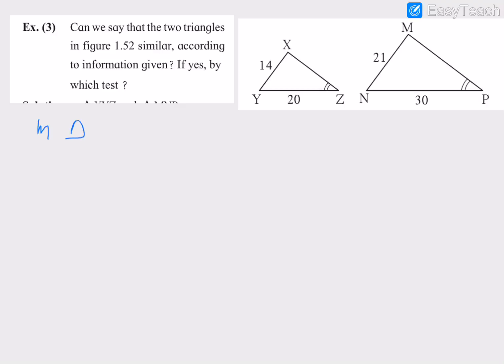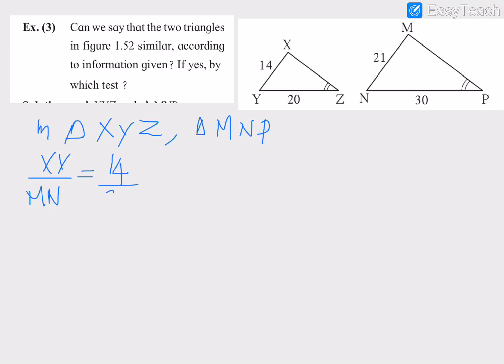So we can write in triangle XYZ, triangle MNP. In the two triangles, we can check the corresponding sides. XY is given and the corresponding side of XY is MN in this triangle. So we can write XY by MN is equal to 14 by 21. So 7 is common in that, that is 2 by 3.